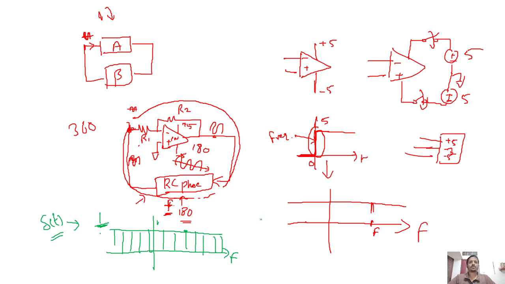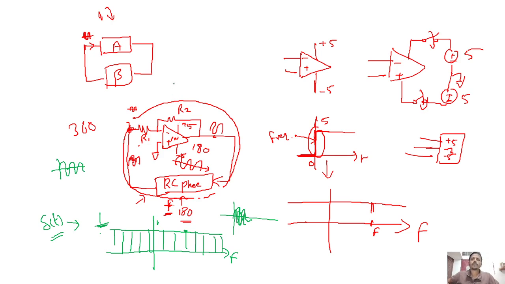Understood? So all the frequency components will be available there. Only one frequency will lead to this condition, and it will be added up again and again, and we will get an oscillating signal. Okay, thank you, sir. You made it clear.